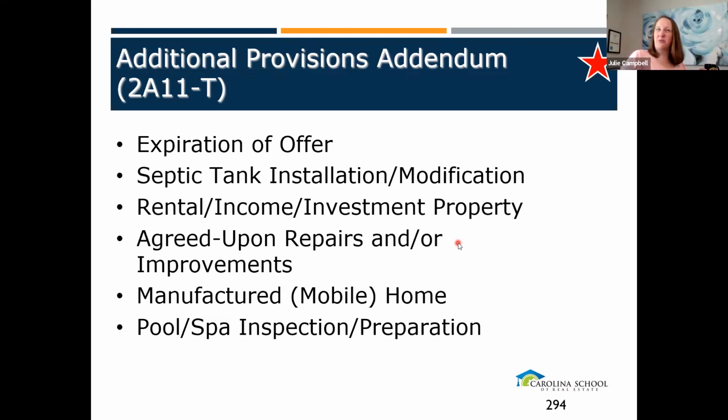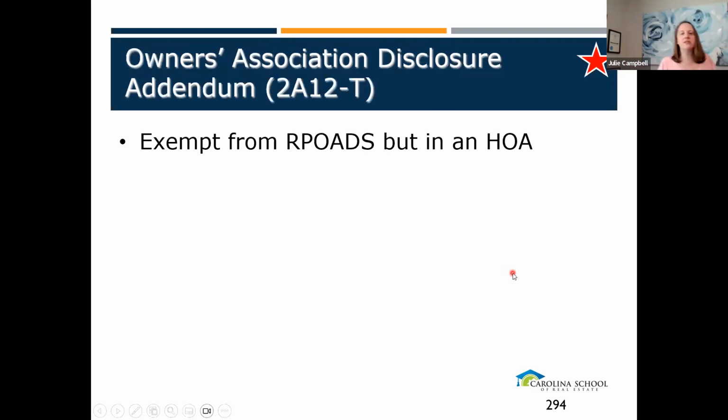Another addendum, real estate's really fun with forms, you guys. Another addendum we have is the Owners Association Disclosure Addendum. This is going to be for those times that the property is in an owners association. We need to disclose the owners association information. Usually we can find that on the RPOs, the Residential Property Owners Association Disclosure Statement. That's that seller disclosure we looked at in Unit 7.